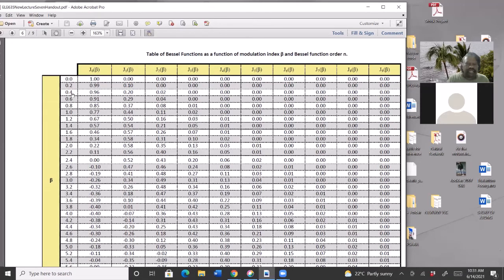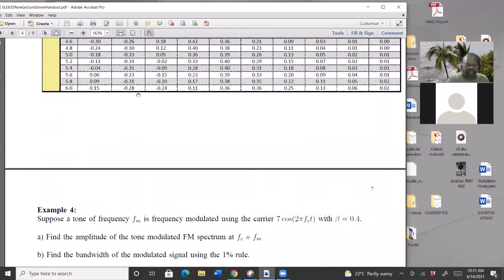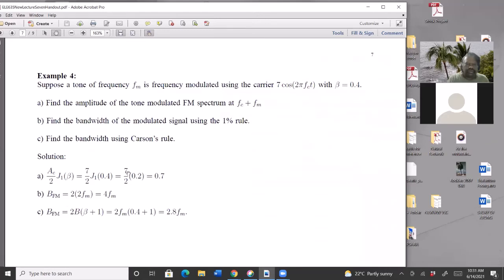0.4 is the beta. J1 at that point is 0.20. So I should have plugged in 0.20. 0.30 times Ac over 2 and then I get the answer.